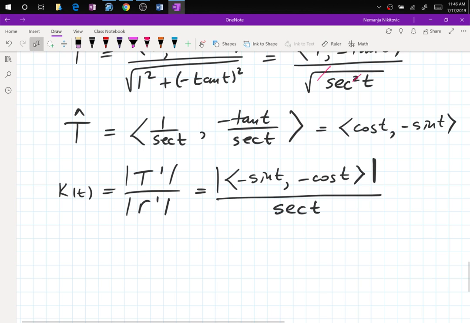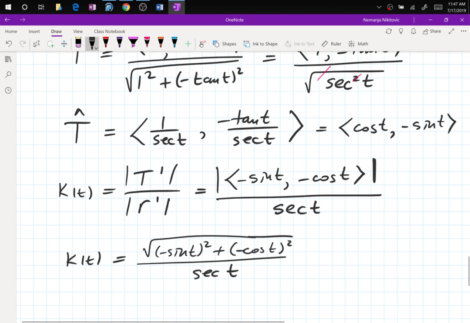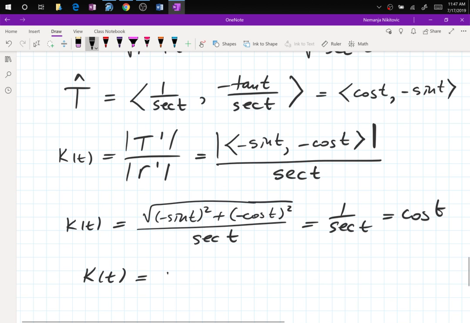So now I need the magnitude on top. So k of t is going to be, well, that's just 1, the magnitude of sine and cosine, because when you square each one of them, you get sine square plus cosine square. That's 1. Square root of 1 is 1. So square root of negative sine t squared plus cosine t squared, you will immediately know this is a block when you see it because it shows up a lot, divided by secant t is 1 over secant t equals cosine t. So here it is. Curvature as a function of parameter t is cosine t.